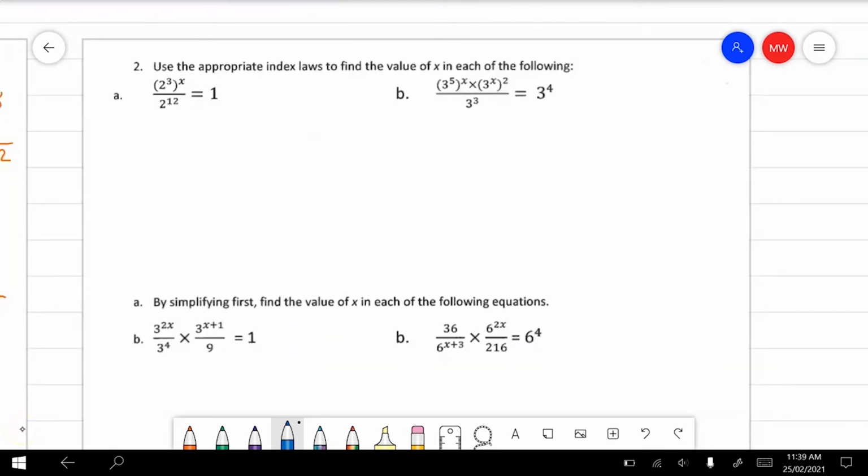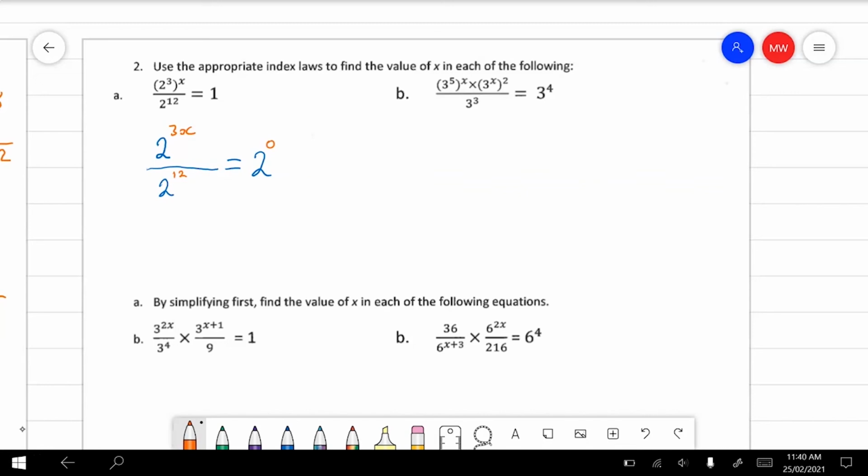Question 2 is an interesting question. What we've got is a couple of questions here where if we can make all of these numbers with a base number of 2, then they become quite easy. So what I've really got, if you have a look at that top question, is 2 to the power of 3 times x, which is 3x, divided by 2 to the power of 12, and that equals 1, which could also be 2 to the power of 0.